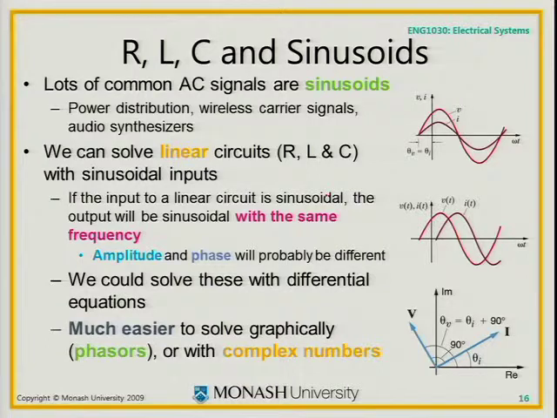But lots of common AC signals are sinusoids: power distribution, wireless carrier signals, audio synthesizers, radio signals, television broadcast. They're all sent on sinusoids. And power, we know, is distributed to all of our homes as a sinusoidal signal. We can solve linear circuits with sinusoidal inputs, and what we'll know is if the input is a sinusoid, every other voltage and current is going to be a sinusoid with the same frequency. The amplitude and phase could be different, so that's what we need to keep track of.